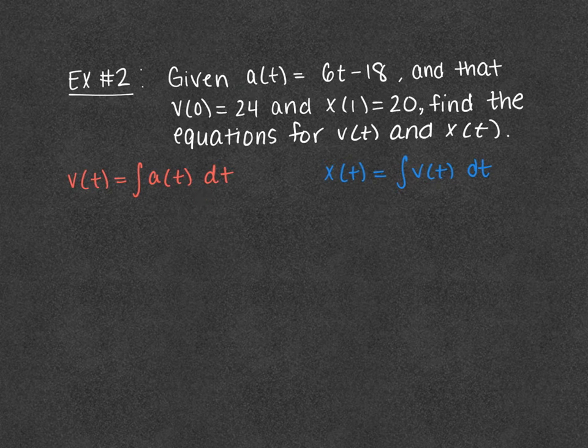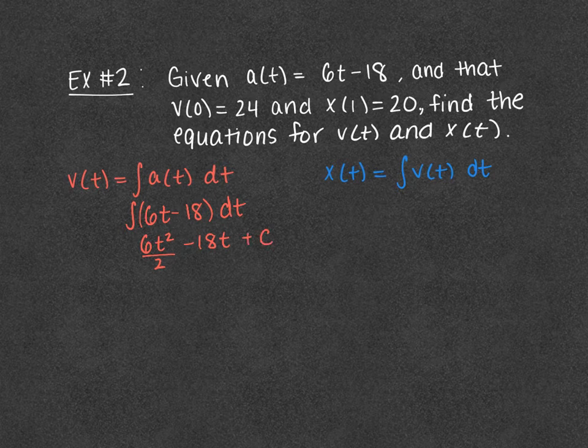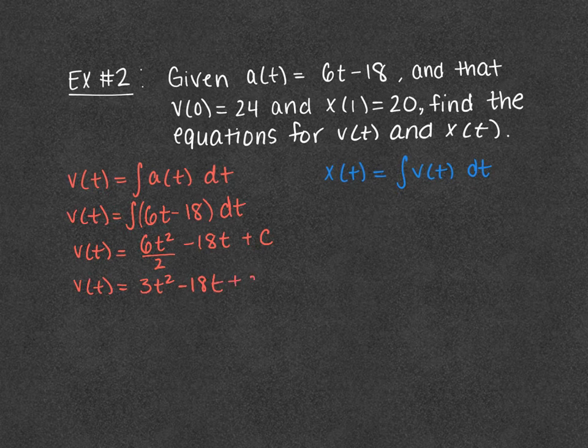So let's take our step number 1. Let's take the antiderivative of a of t. So I want to take the antiderivative of 6t minus 18 dt. Remember, when we do the antiderivative, we add 1 to the power and divide by that power. If it's a constant, we just add a t, and then don't forget your c. So v of t is equal to 3t squared minus 18t plus c.